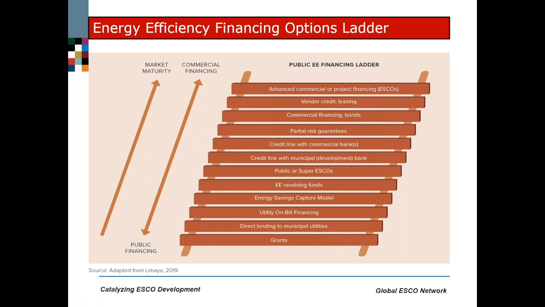advanced commercial financing. The idea here is that at the bottom of the ladder is primarily public financing. At the top of the ladder is commercial financing. We want to get to the top of the ladder. We want to get to the place where commercial banks or financial institutions can finance ESCOs on a project financing basis, but you can't get there in one step. So quite often you have to start somewhere towards the bottom end of the ladder and gradually move up as the market matures, move from public financing to commercial financing.